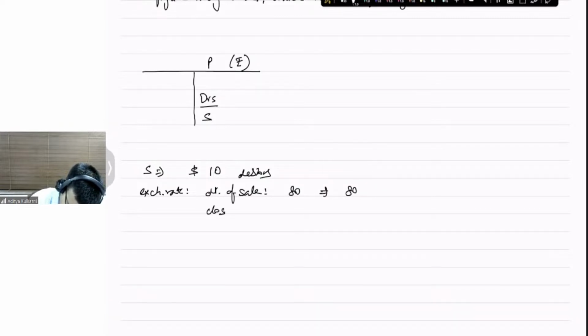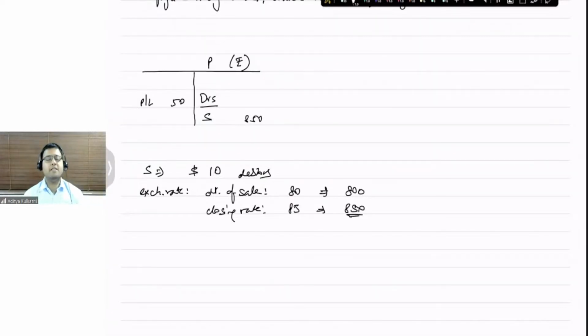On the balance sheet date, the closing rate is 85. So this becomes 850. So on the balance sheet date, S will appear at 850 and I will have a P&L of 50 rupees, which is my foreign currency translation gain, which I will record in the profit and loss as per Ind AS 21 principles.